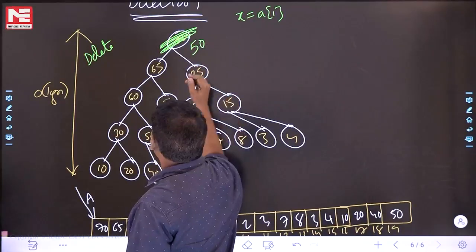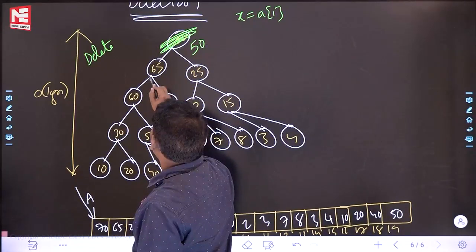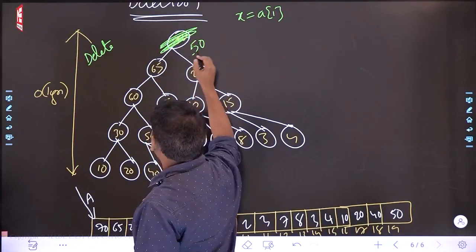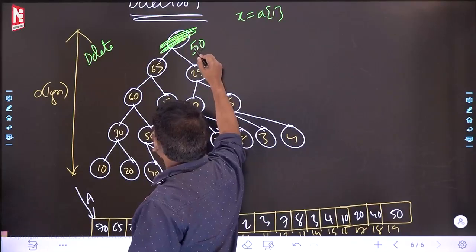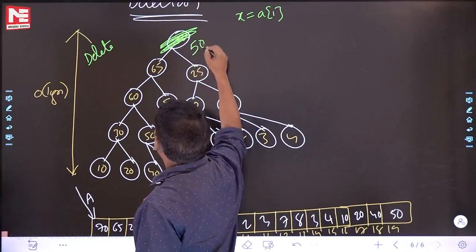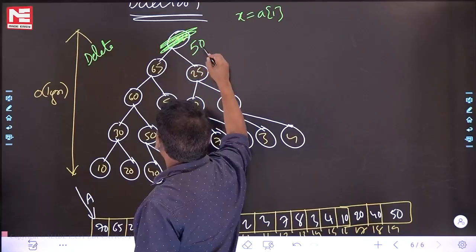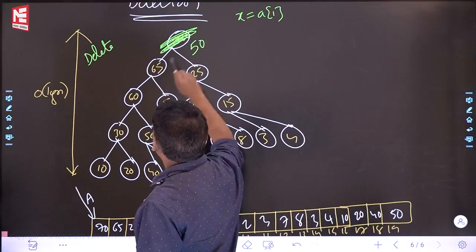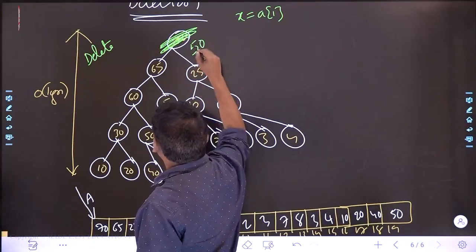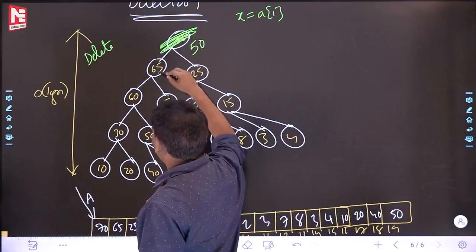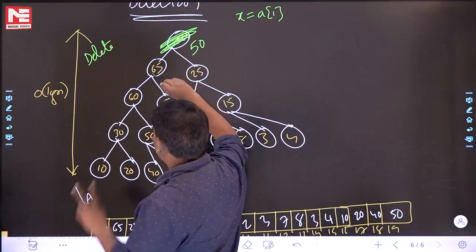How is he asking? Let me check. He will ask both the children. See this one? He will ask this one. First he will ask the left child, right? According to the rules and regulations, it is a max tree. The root will be maximum compared with the children. He will ask the left child, comparing you and me, am I greater or not? He will say no. Then who is greater? 65. Comparing with 50, 65 is bigger, right?